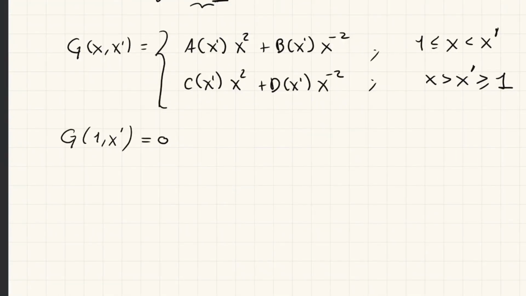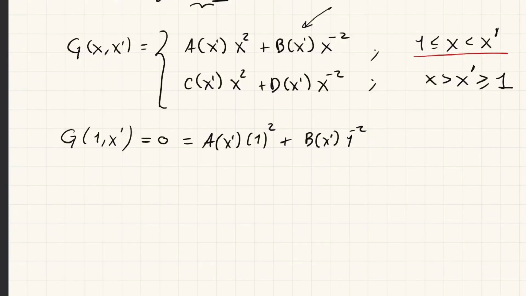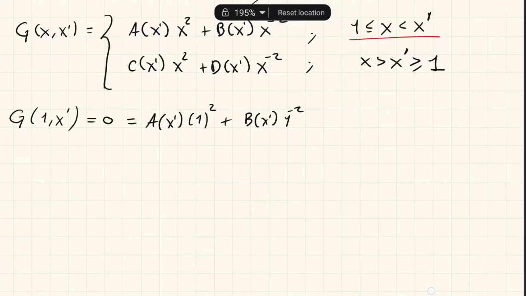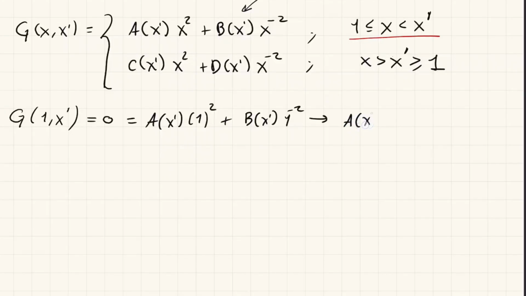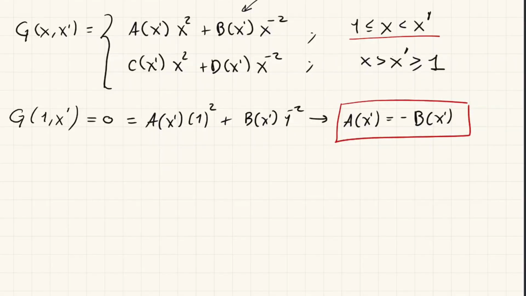Looking at x equal to 1, we are in the first region, right? So we need to use this definition. This tells us that a(x') evaluated at 1 squared plus b(x') evaluated at 1 to the negative 2 should be equal to 0. And this tells us immediately that a(x') is equal to negative b(x'). So this is our first important equation.